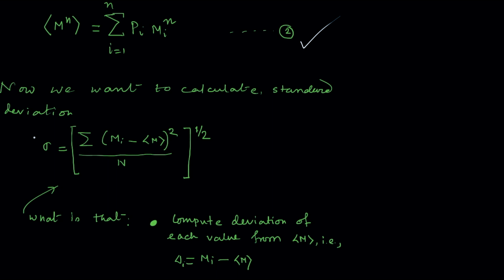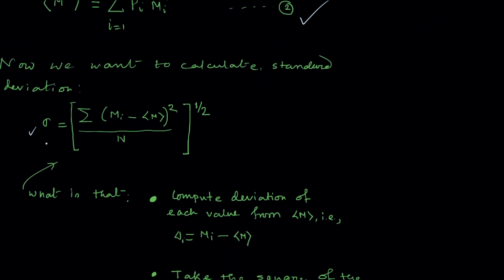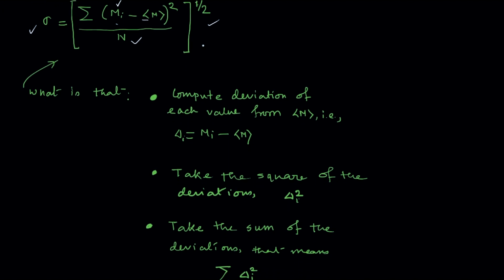Now we want to calculate the standard deviation. What is the definition of standard deviation? It is usually denoted by sigma. Before going into the sum, the average is subtracted from every individual mark MI, that is the deviation of the marks, MI minus M average. Square it, sum every deviation, take the mean of this by dividing by N, and take the root. And we try to explain this formula.